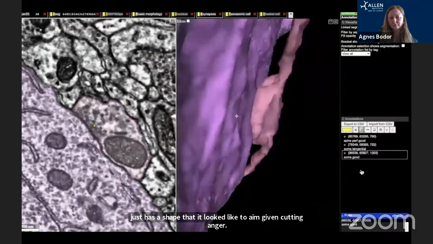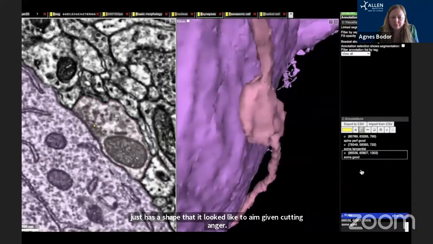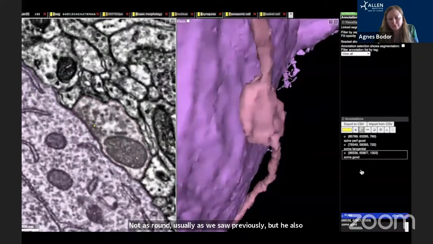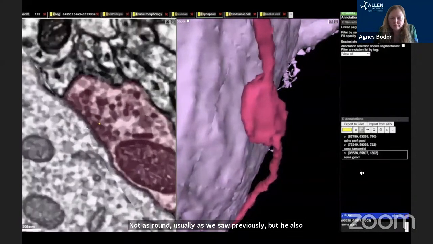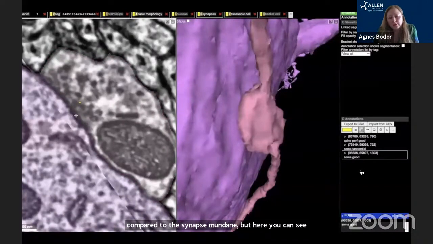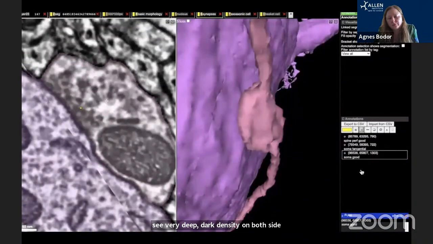Inhibitory synapses are often found on soma or dendritic shaft, and the vesicles are not usually as round as we saw previously. But here also you can see a beautiful perpendicular cut compared to the synapse membrane, and here you can see very thin dark density on both sides. And this is why it's called symmetric synapse.